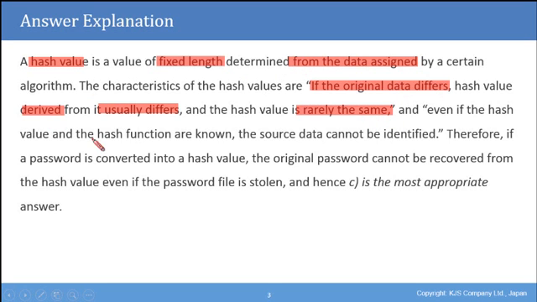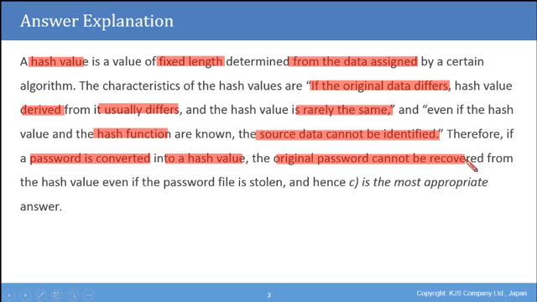Even if the hash value and the hash function are known, the source data cannot be identified. Therefore, if a password is converted into a hash value, the original password cannot be recovered from the hash value, even if the password file is stolen. Hence, C is the most appropriate answer.